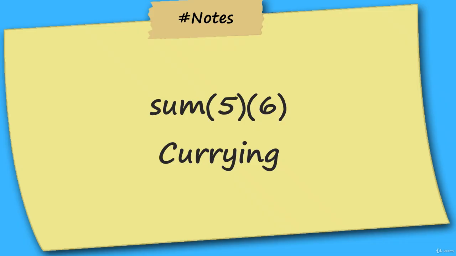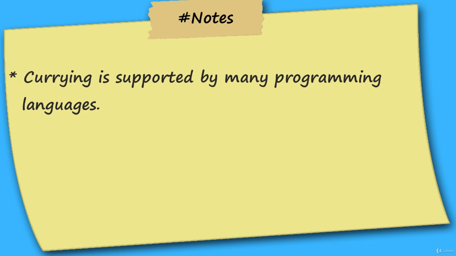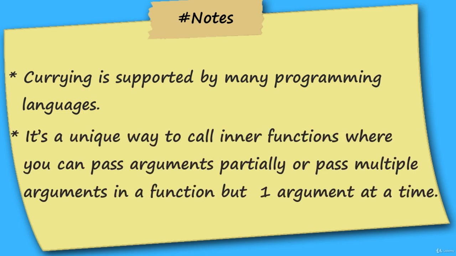Alright, so this way is actually called currying. Currying is supported by many programming languages. It's a unique way to call inner functions where you can pass arguments partially, or pass multiple arguments to a function, but one argument at a time. Now this statement might be confusing, but you will be clear with this in just a moment.